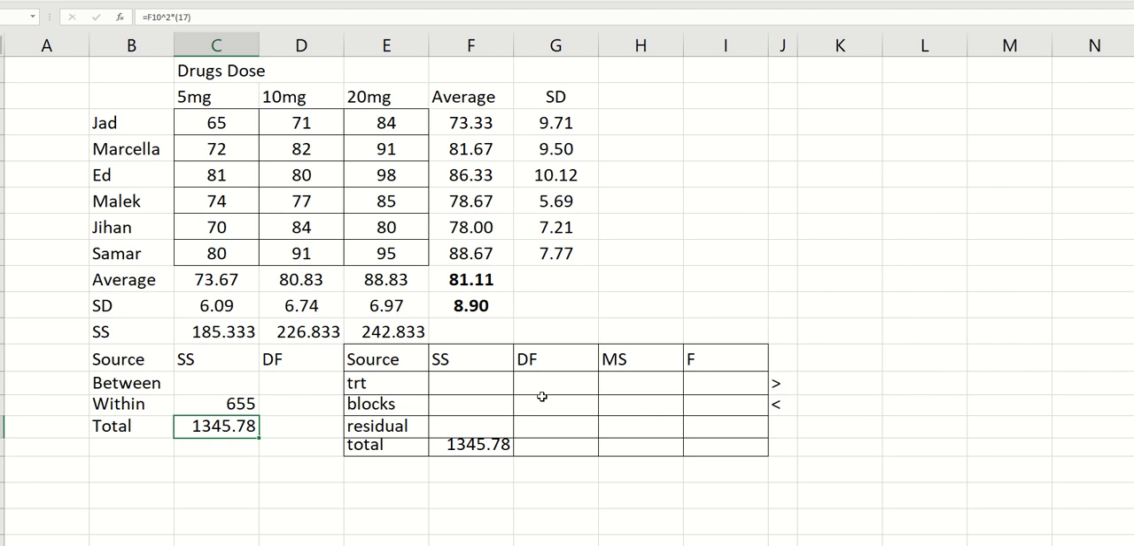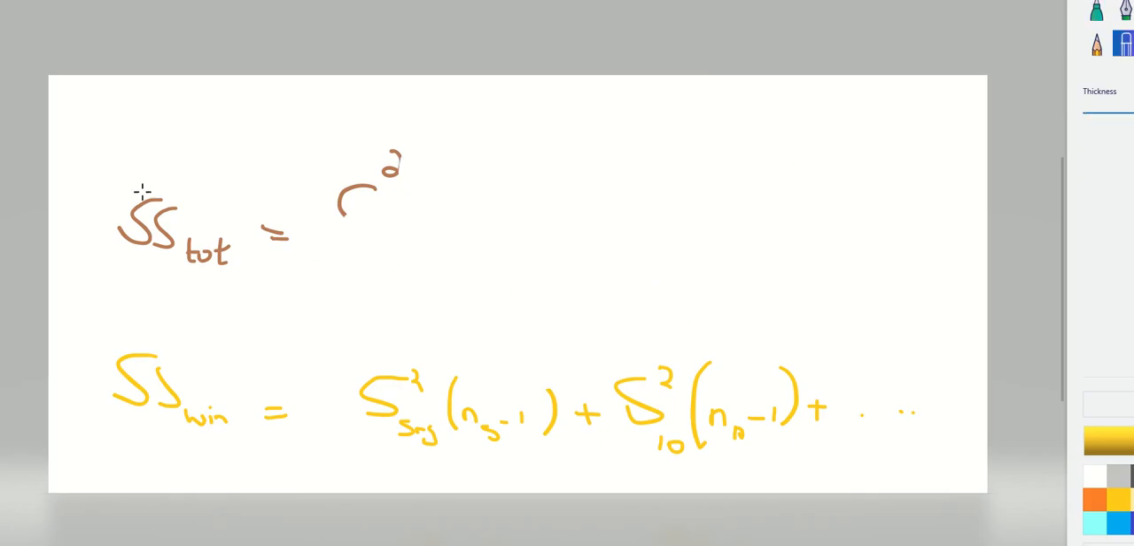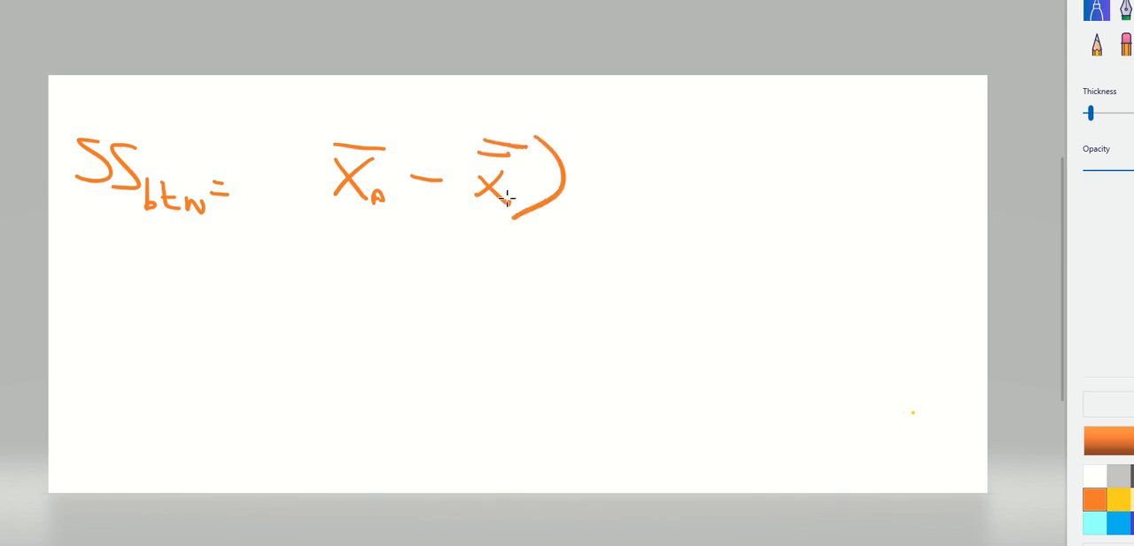Okay, so let's see. The between, how did we used to do the between? Well, if you remember, the between is the average minus the average of the averages, you square. Again, I'm going to go back and forth just to remind you of the formula. The sum of square between, which is exactly the same as treatment, is the average of group A minus the average of the averages, you square, you multiply by the number of observations in A, and you do that for every group.